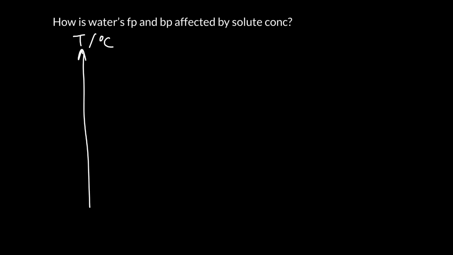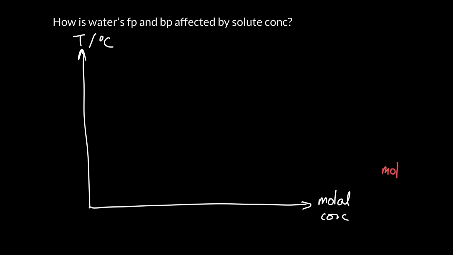So we know that this is somehow going to depend on the concentration of the solute. So I'm going to write the concentration here. And it turns out that it's not molar concentration that's going to affect this, it is molal concentration. And if you remember, molal concentration is the number of moles of solute divided by the number of kilograms of solvent. So it's very similar to molar for low concentrations, but as we get to more concentrated solutions, they start to deviate.